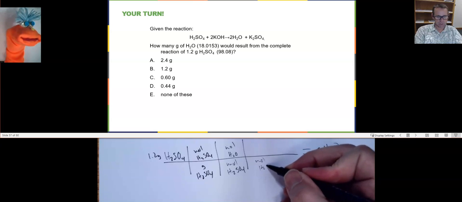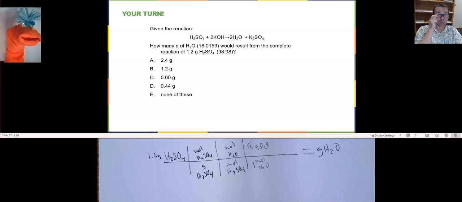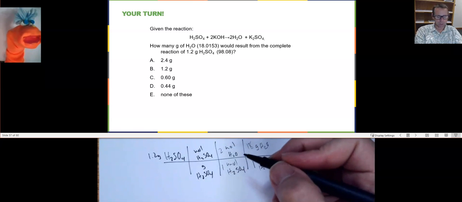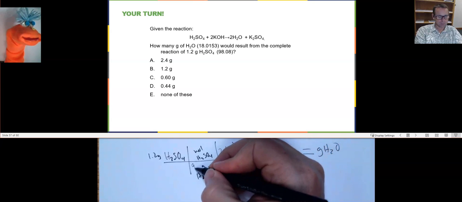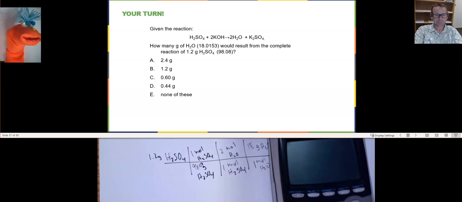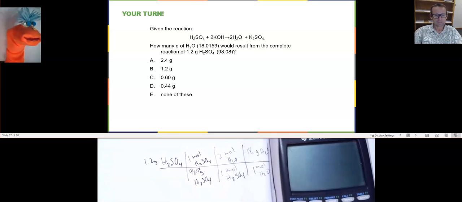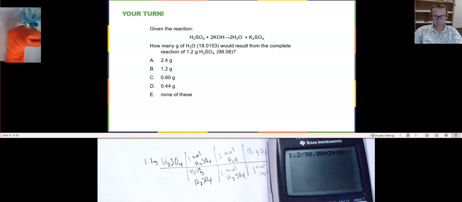And then after I get to moles of H2O, I can go to grams of H2O to identify how many grams I would expect. 18 for every mole. 1 mole of H2SO4 produces 2 moles of water. Do you see that? That's in the equation, right? That's right. So 98.08 grams for every mole. So 1.2 divided by 98.08 times 2 times 18. That should be my answer. Okay, so D. Very good.